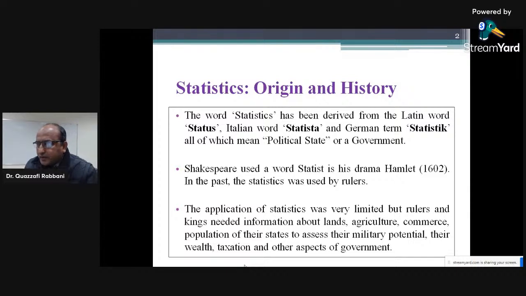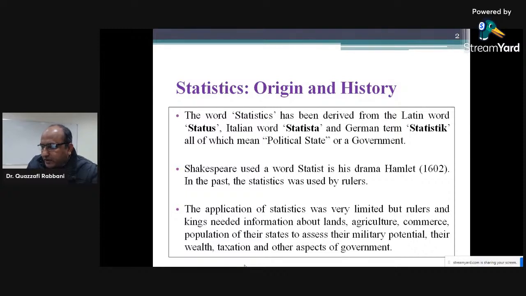Okay, so first, the basic concept and historical background of statistics. The word statistics has been derived from the Latin word status, Italian word statista, and German term statistik, all of which mean political state or government. The word statistics has been derived from status, which means political state, and this word has been used from ancient times. Shakespeare also used the word statistic in his drama Hamlet in 1602.